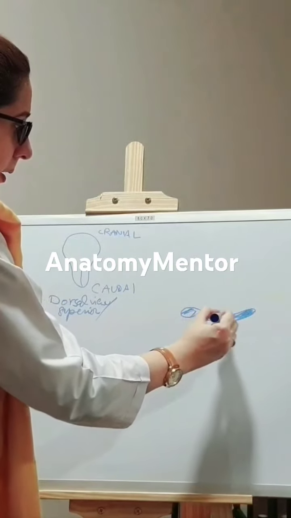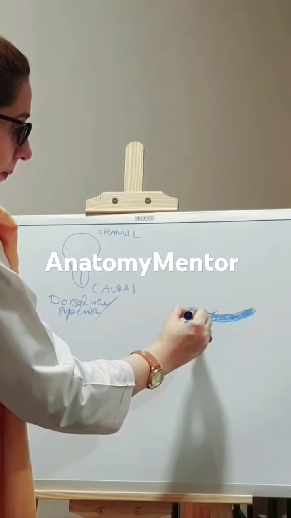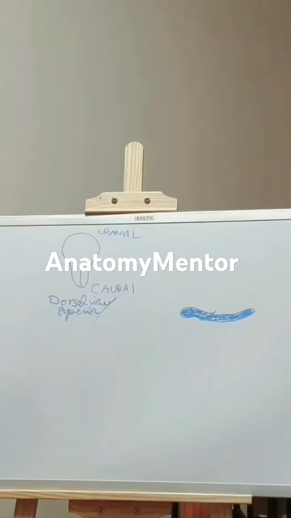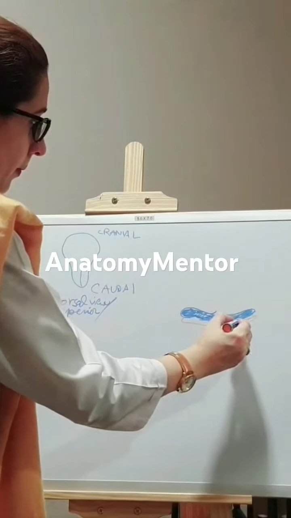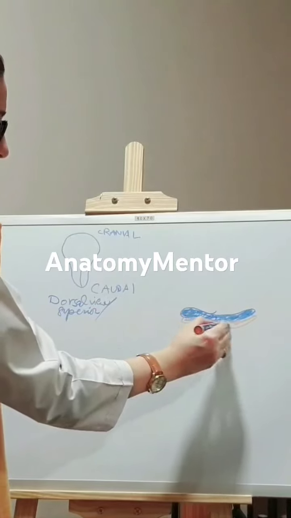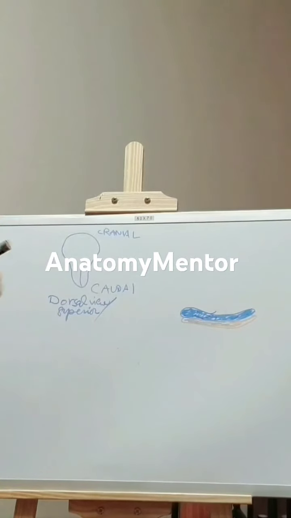This is the ectoderm. Okay. Beneath it is the mesoderm. And you know that the layer which is ventralmost is the endoderm.